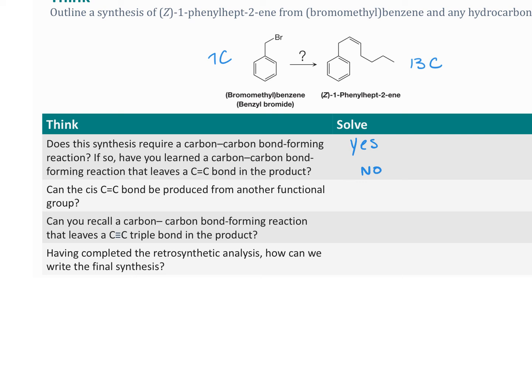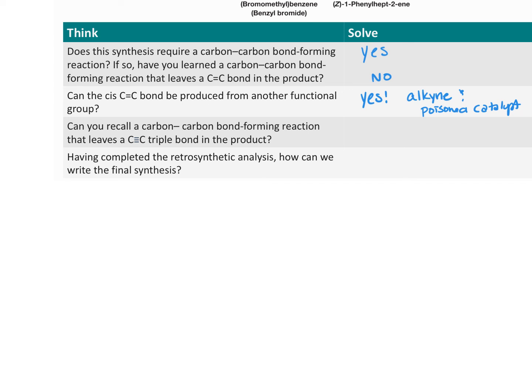Okay, so now we have to put on our thinking caps and think, what could we start with that we know would leave us with a double bond? We notice that this is a cis carbon-carbon bond, so that's important information. And so can the cis carbon-carbon bond be produced from another functional group? And the answer to that is yes, right? So we can use an alkyne and a poison catalyst and go from a triple bond to a cis double bond, right? And so when we look at this and think about this reaction, that's what we're trying to get.